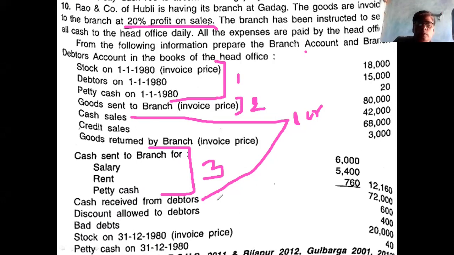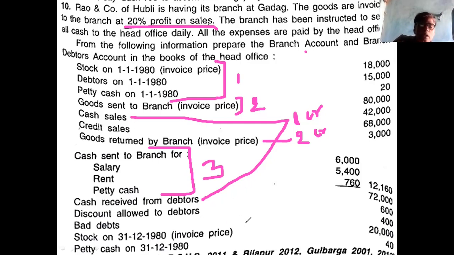The second item on the credit side is return to head office, goods returned by branch. The third item is balance carried down.